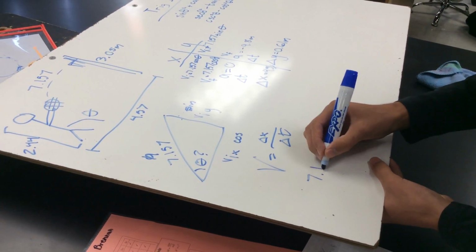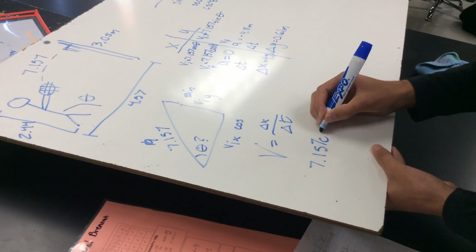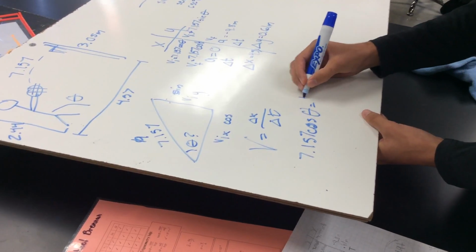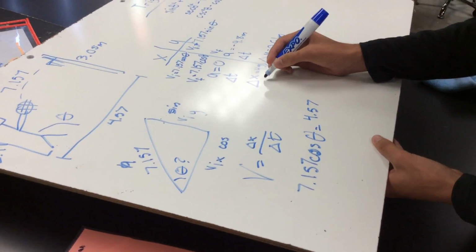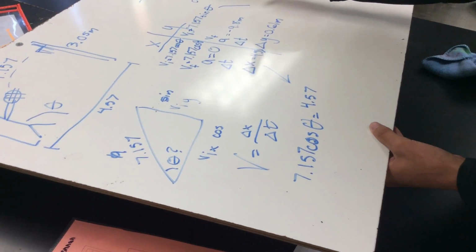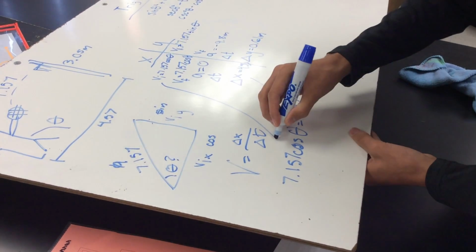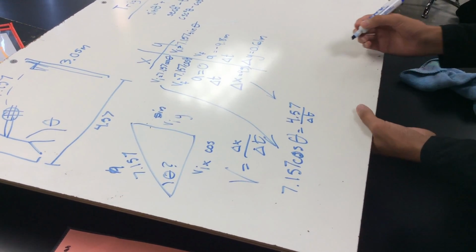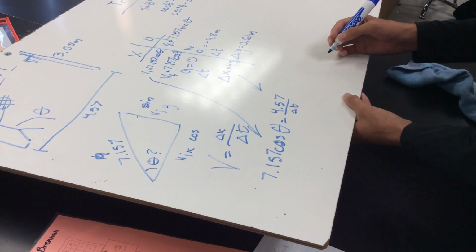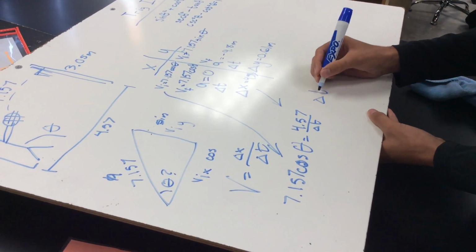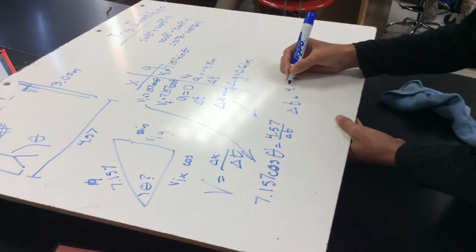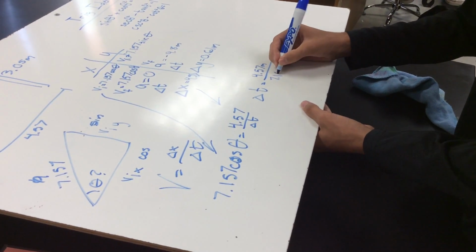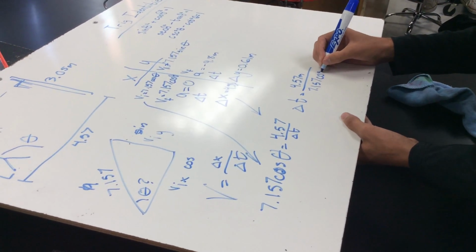So you have 7.157 cosine theta equals 4.57, because that's your change in x, over change in t. My bad, this is your velocity. And then you just have change in t equals 4.57 meters over 7.157 cosine of theta.